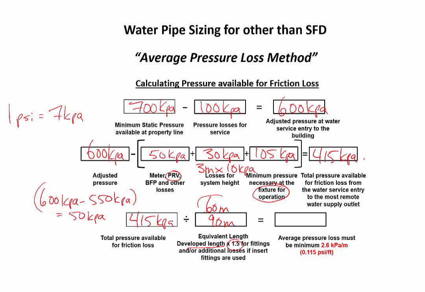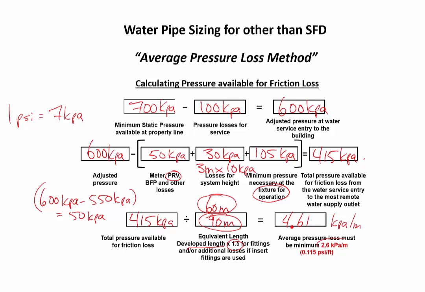So again, just to be clear, 60 meters was our imaginary developed length, but 90 meters will be our actual equivalent length. So we're going to divide the pressure that's left over after we calculated our losses due to devices and elevation by the equivalent length of the system, and we come up with 4.61 kPa per meter. So that's what's available per meter of our system, or at least the equivalent length of our system, to be lost to friction.